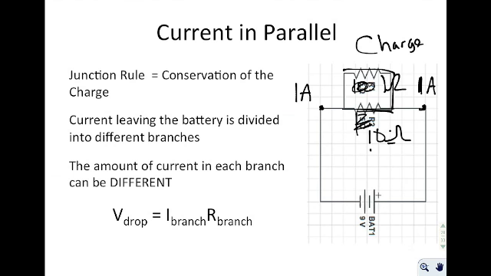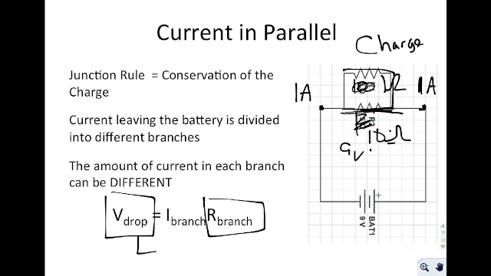Now, we can actually figure out what the current is in each branch by taking the voltage drop, okay, which is the same in each branch. Okay, in our case it'd be 9 volts, and dividing by the resistance of an individual branch. So using these 2 values right here, I can solve for the current in an individual branch.